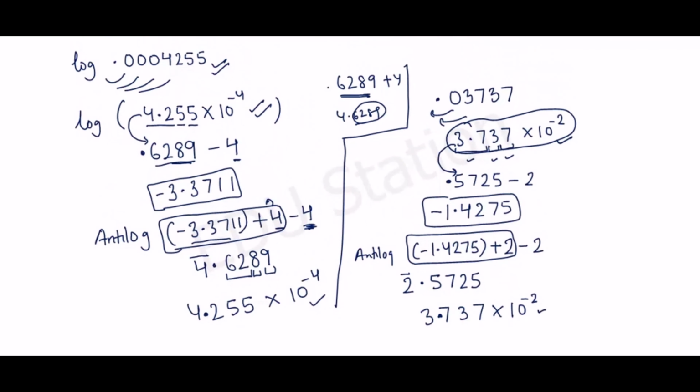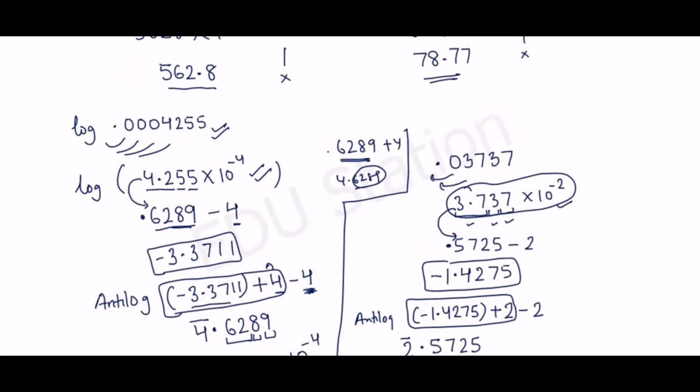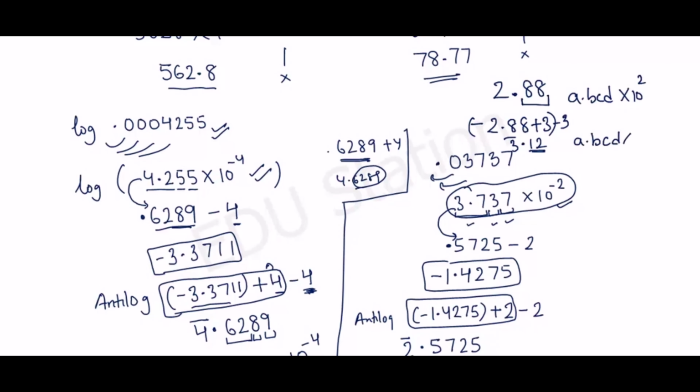So just remember, if it is a positive number and you're finding antilog, do nothing. If I give you 2.88 and you have to find antilog, just find the antilog of 0.88, put it in the format of a.bcd and into 10 raised to power 2. But if I give you minus 2.88, you cannot find it directly. You will add 3 and subtract 3. When you add 3 to this, it becomes 0.12. When you subtract 3, it becomes 3 bar. So you look at antilog of 0.12, put it in the format of a.bcd, and bar would mean 10 raised to power minus 3.